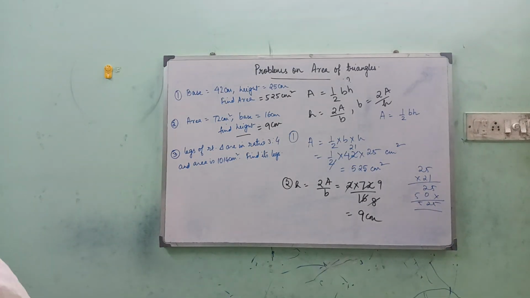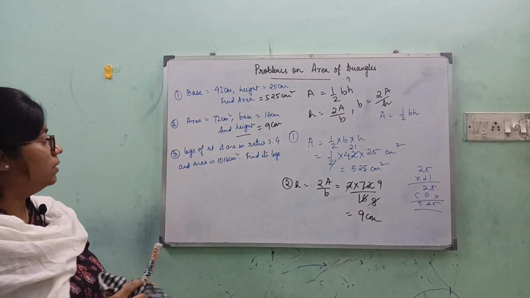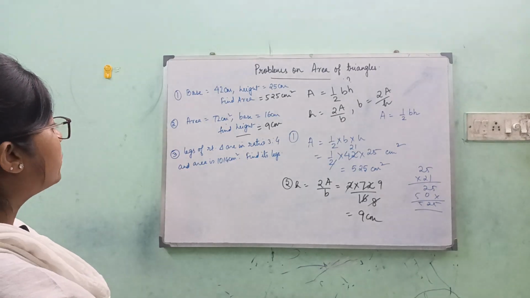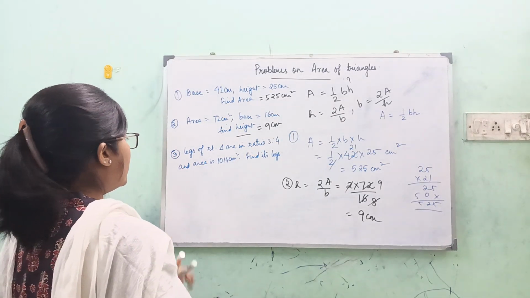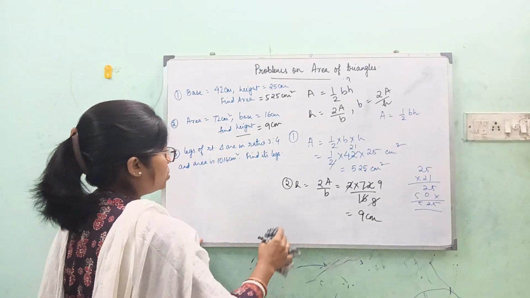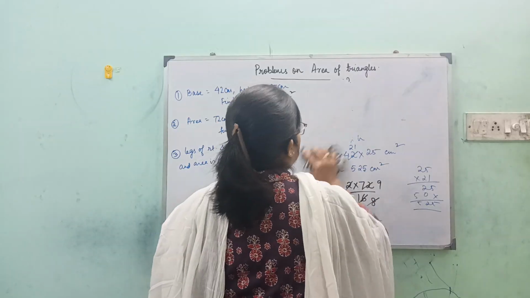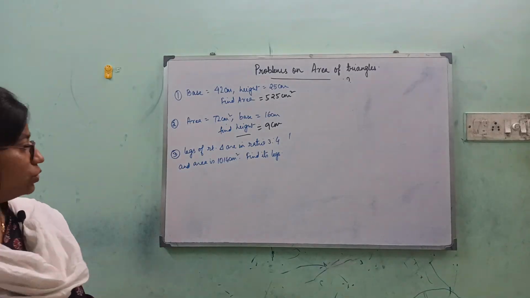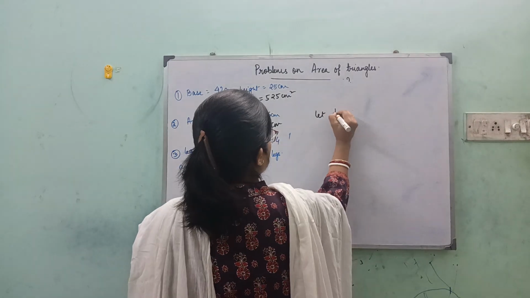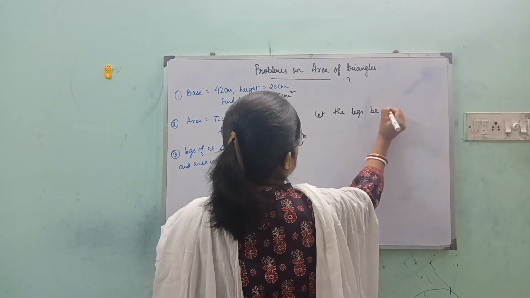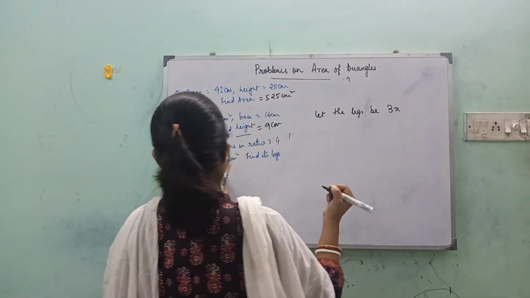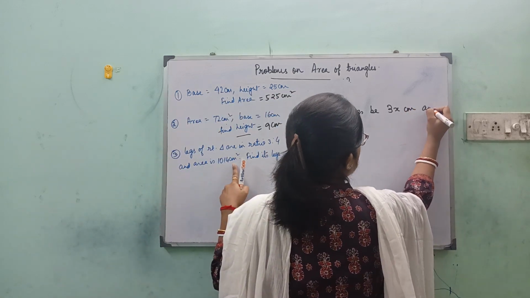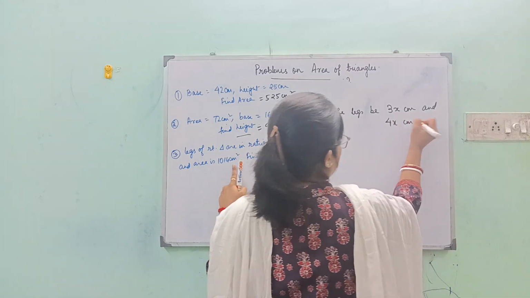Now coming to the next sum. The next sum says that the legs of a right triangle, means a right angle triangle, are in the ratio 3:4 and its area is 1014. You are asked to find out the legs. The legs are in ratio form given to you, so let us assume the legs be 3x centimeter and 4x centimeter, because the area is in centimeter square, so the legs will be in centimeter.